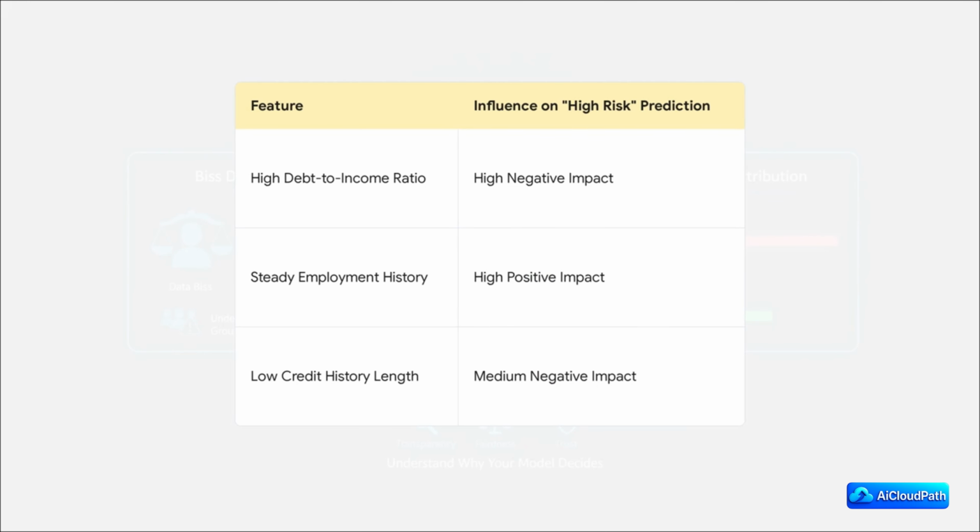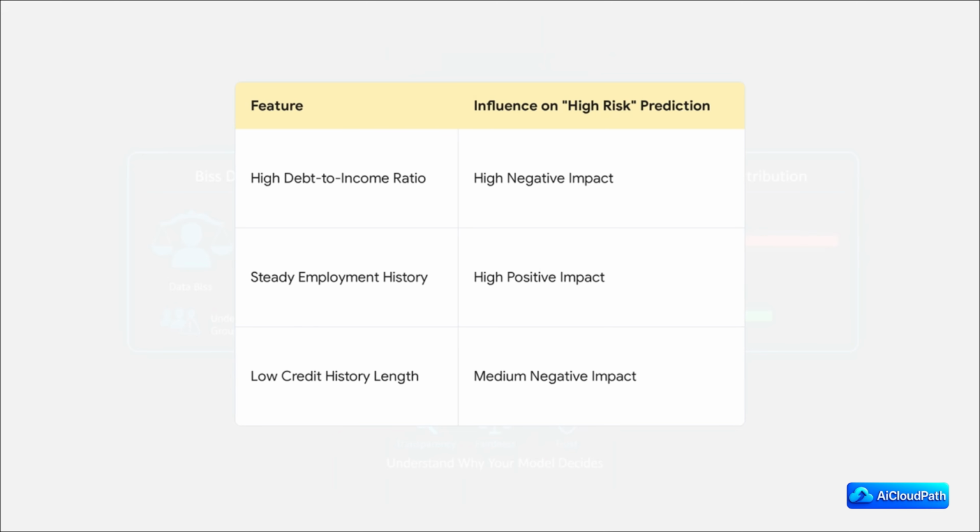And boom, here it is. This is the kind of report Clarify can give you. Now we can see exactly what influenced that high-risk prediction. The high debt-to-income ratio, that had a huge negative impact, pushing the decision towards denial. But check this out. A steady employment history was actually a positive factor. And this is actionable information.